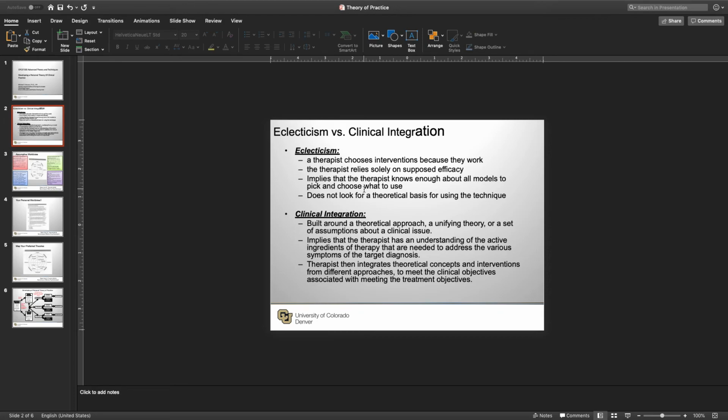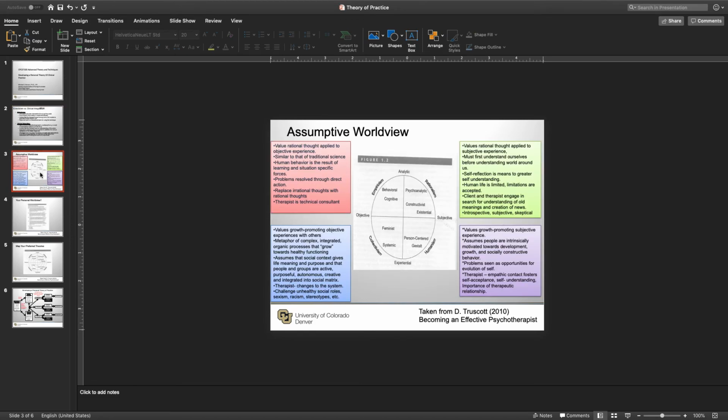And so if you look at the slide, building an integrated model is building around a theoretical approach, a unifying theory or a set of assumptions. It implies that you as a therapist have an understanding of the active ingredients of therapy, what is actually needed to address the various diagnoses that we work with. And then that you've integrated a variety of theoretical models that actually are consistent with your beliefs about the change process and the growth process. So our goal is not eclecticism. Our goal is to be very integrated in our thought processes.